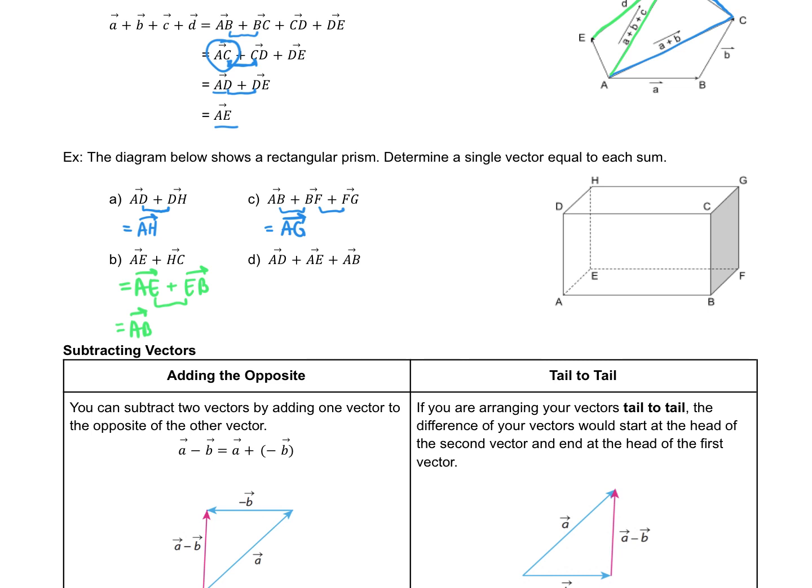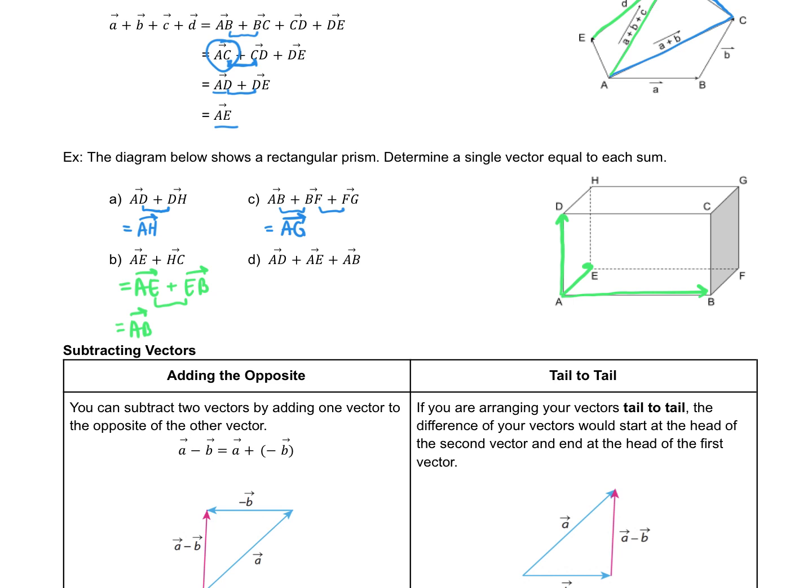Next we have AD plus AE plus AB. Well, all of these vectors seem to start from A. So let's take a look. They're not arranged head to tail, so I can't use that commutative property. I have AD going like this, I have AE going like this, and AB going like this.